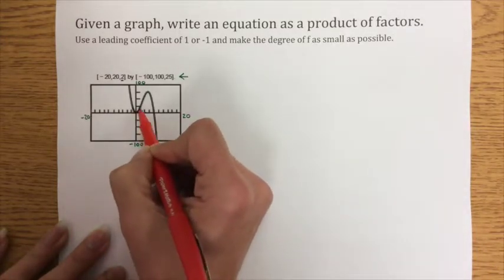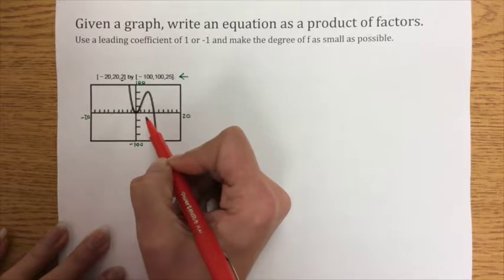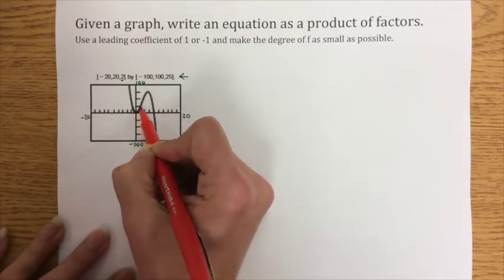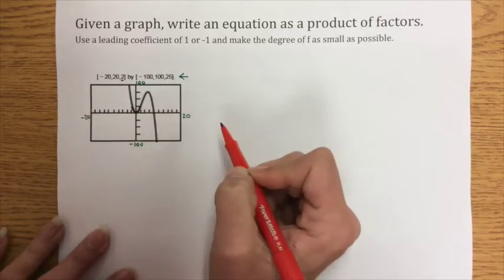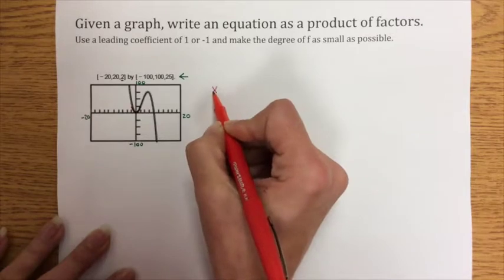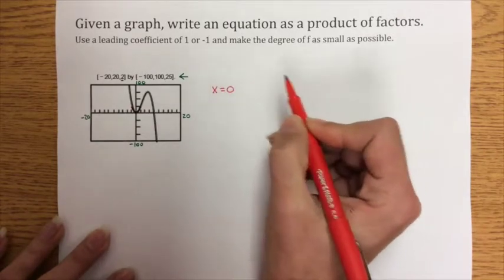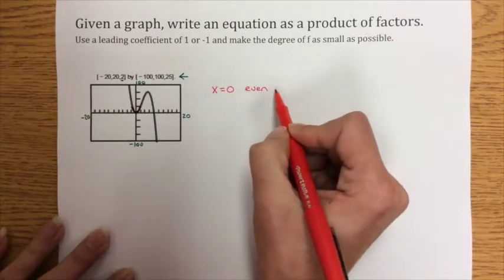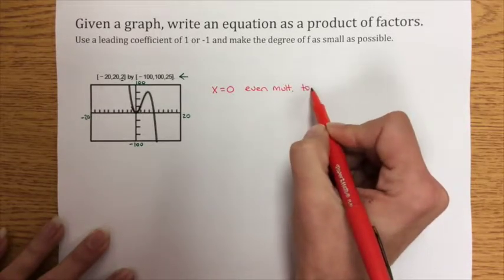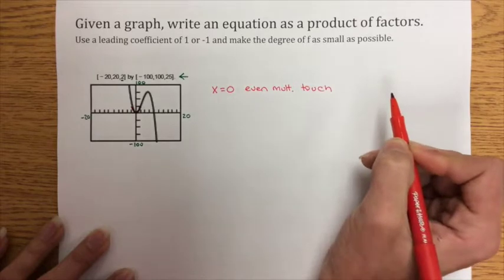All right, so let's look at this graph and talk about the zeros and the behavior as that graph touches that x-axis. So when the graph touches the x-axis, those are our real zeros. And right here, you'll see that we touch and turn back around. So we know that this zero right here, x equals 0, has even multiplicity. And it is going to touch and not cross.